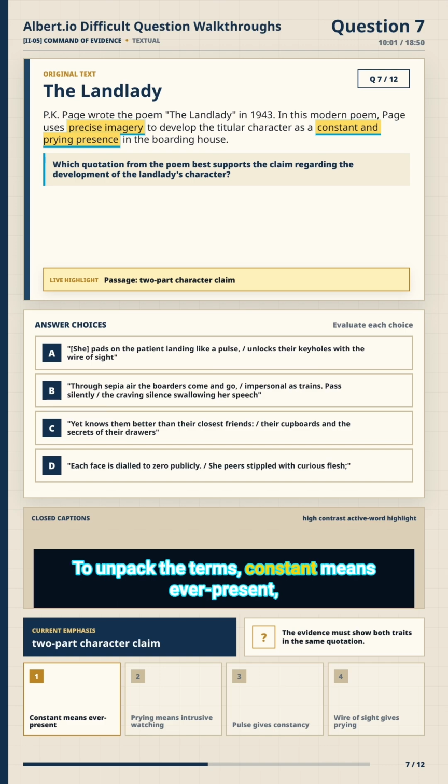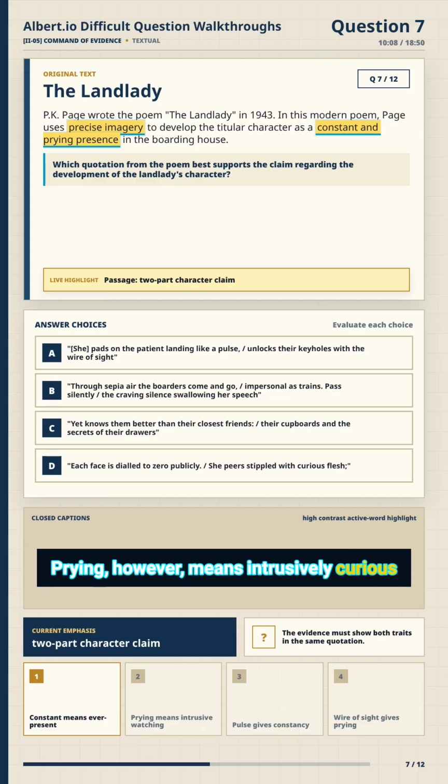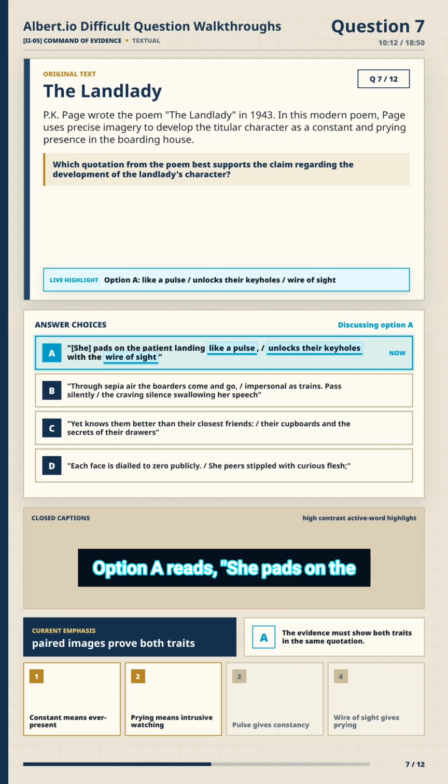To unpack the terms, constant means ever present, unceasing. The landlady is always there. Prying, however, means intrusively curious and snooping into things that are not her business. Option A reads, "she pads on the landing like a pulse, unlocks their keyholes with a wire of sight."